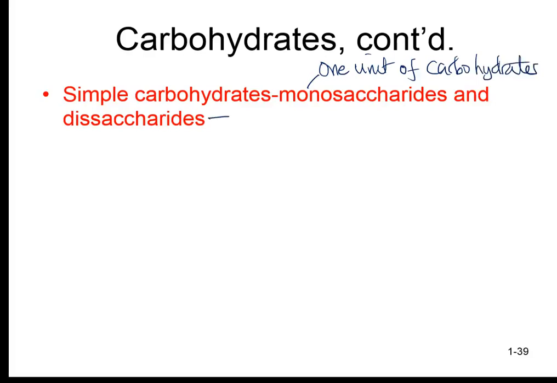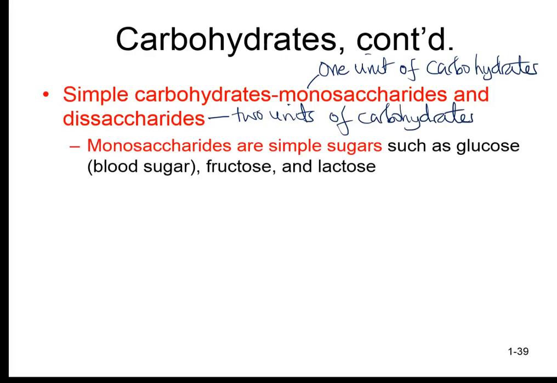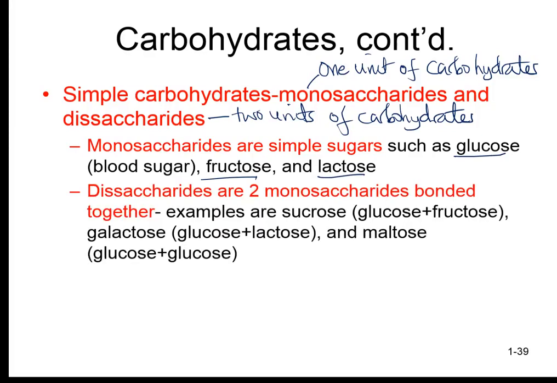Disaccharides have 2 units of carbohydrates. Monosaccharides are really just simple sugars. So we have 3 important ones: glucose, fructose, and galactose. I'll show you their formulas.